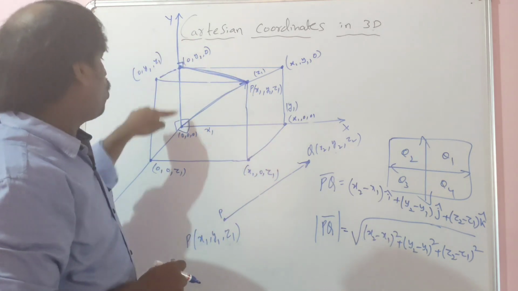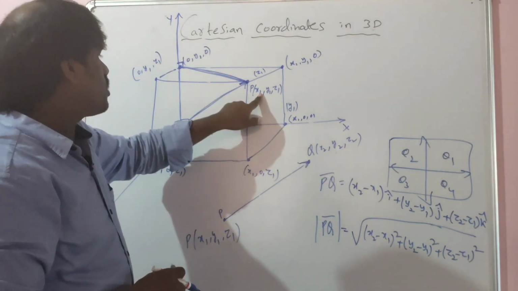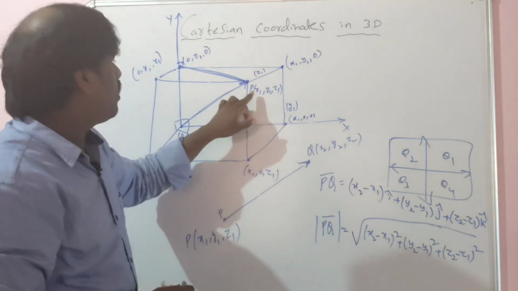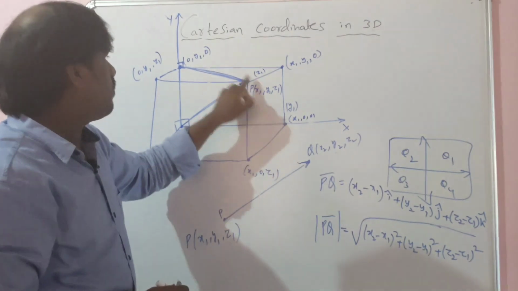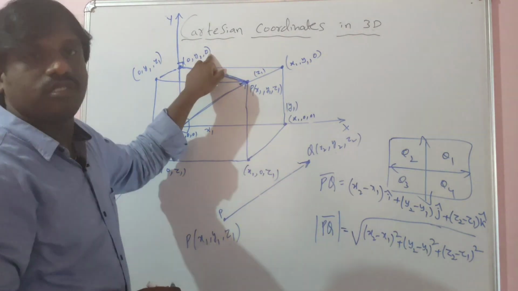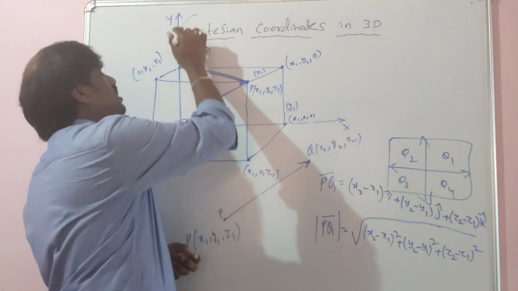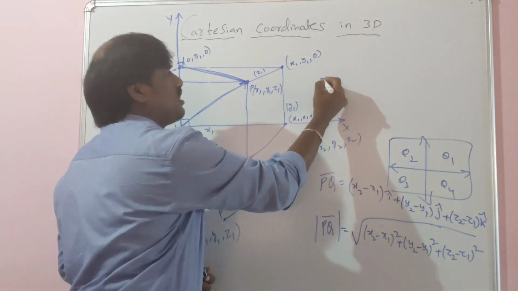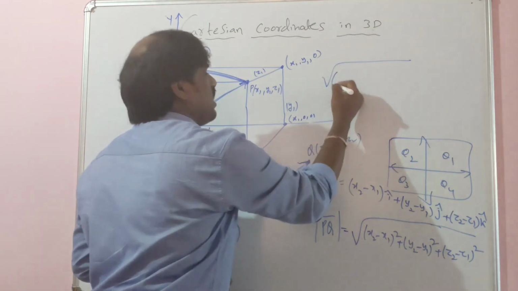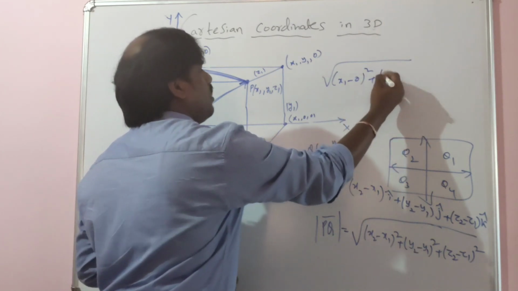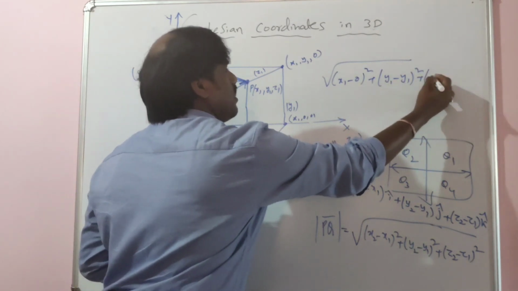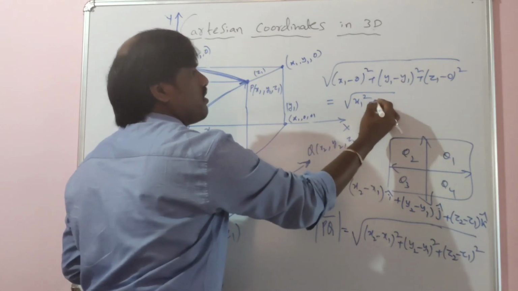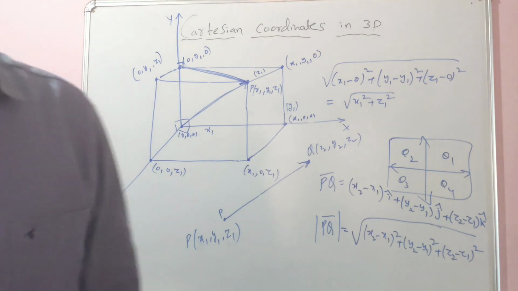The distance of P on the OY axis: if you apply the distance formula, it is the square root of (x1 minus 0) whole square plus (y1 minus y1) whole square plus (z1 minus 0) whole square. Here y1 minus y1 becomes 0, so I get the square root of x1 square plus z1 square. Hope you understand it this way.